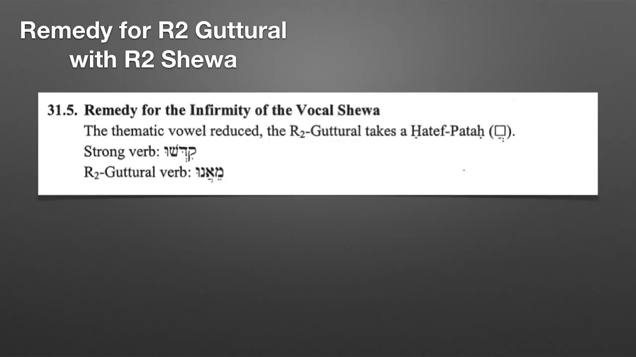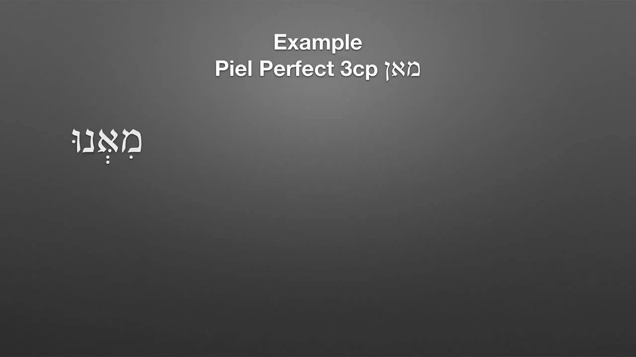And I think I'm going to work that one here for you right now. Look at this. I did not mean to do that, but there you go. So if we started here with a Piel perfect 3cp of ma'an, it hurts my heart to put that dagesh in that aleph, if you can see it, but I tried to just show you what it would look like in a strong case. But if it hurts your heart as much as it hurts mine to see that dagesh in the aleph, then you know we've got a problem. We have a weak verb, and so what we have to do is look at our chart and find out what we are going to do with this one.